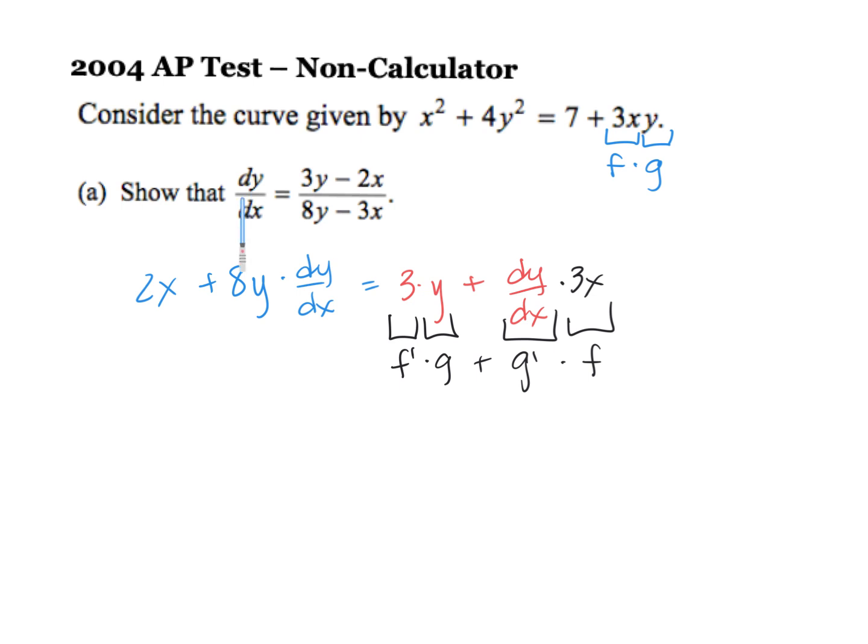All they want now is us to get all my dy dx's on one side. Let's start with that. You agree, 8y dy dx. Can we leave it over here? And then should we bring over this one? Yeah. Okay. And then I got to move my 2x to the other side. So I'm going to say I got 8y dy dx. Wait, where's the 7? Oh, derivative of 7. Don't forget, you got to take the derivative. I'm going to say minus 3x dy dx equals 3y minus 2x.